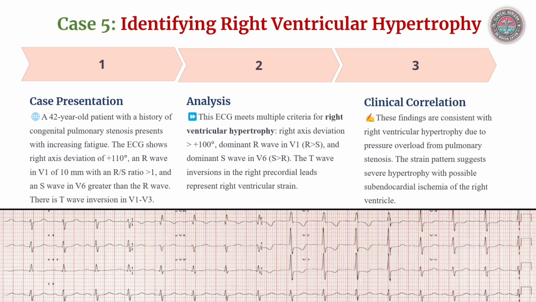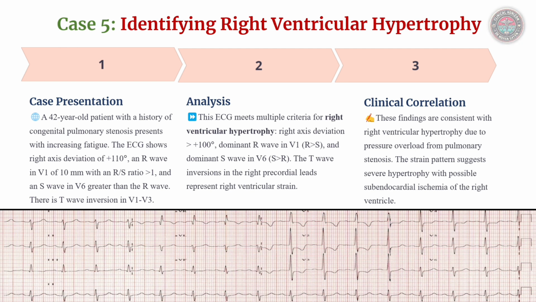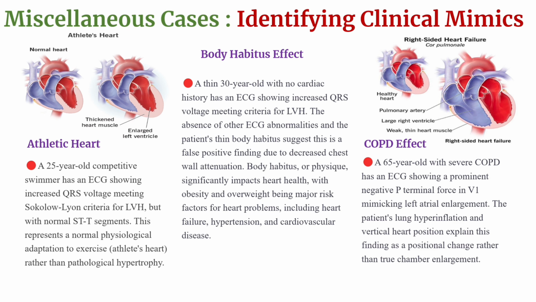Case 5. Identifying right ventricular hypertrophy. A 42-year-old patient with congenital pulmonary stenosis complains of increasing fatigue. ECG shows right axis deviation plus 110 degrees, an R wave in V1 greater than 10 mm, an R/S ratio greater than 1, and deep S waves in V6. T wave inversion in V1 to V3 indicates right ventricular strain, confirming right ventricular hypertrophy or RVH due to chronic pressure overload. Further assessment with echocardiography is essential.